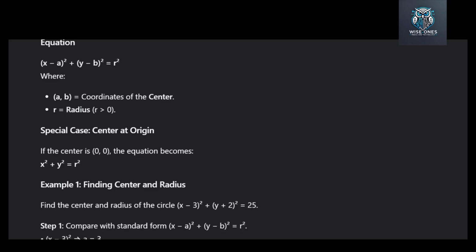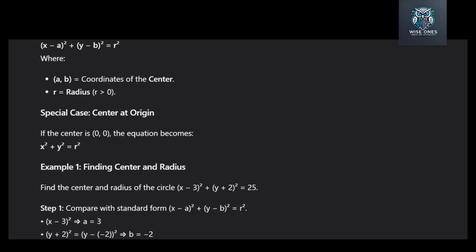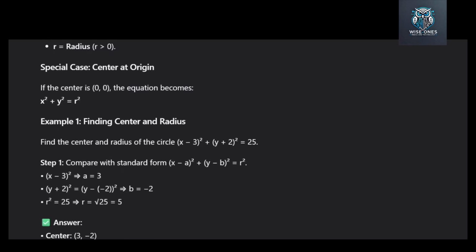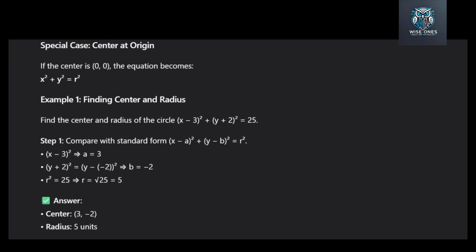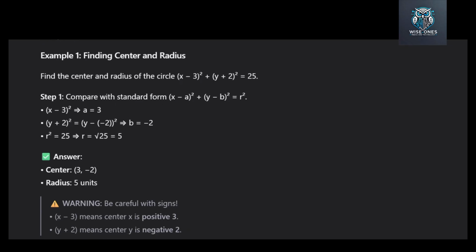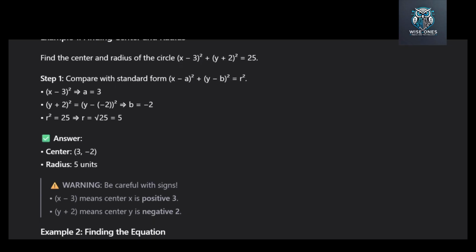Let us look at example 1. Finding center and radius. Find the center and radius of the circle (x minus 3) squared plus (y plus 2) squared equals 25. Step 1. Compare with standard form. The standard form is (x minus a) squared plus (y minus b) squared equals r squared.